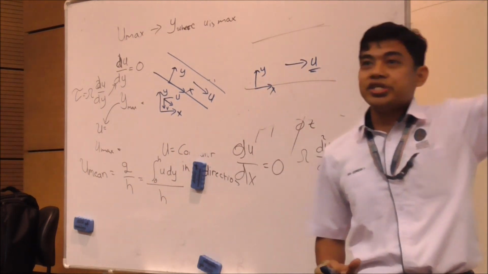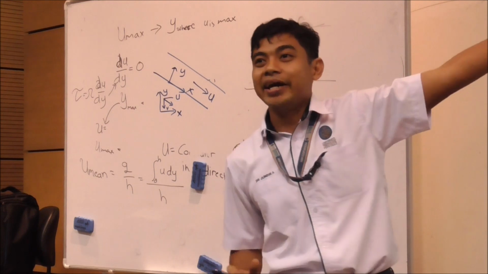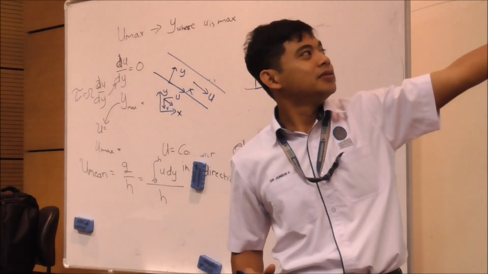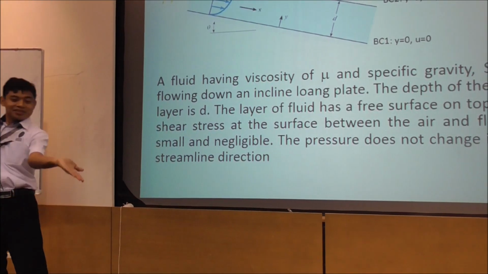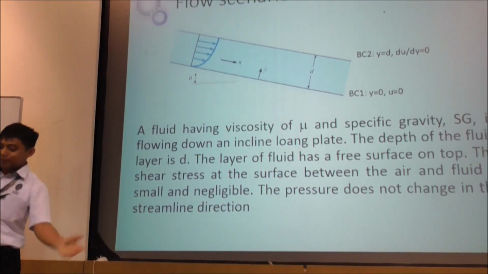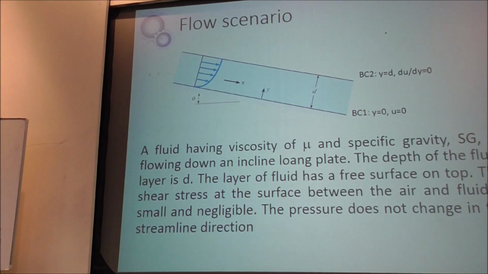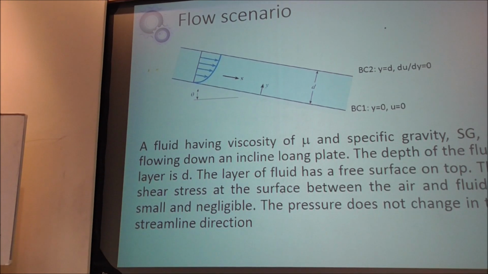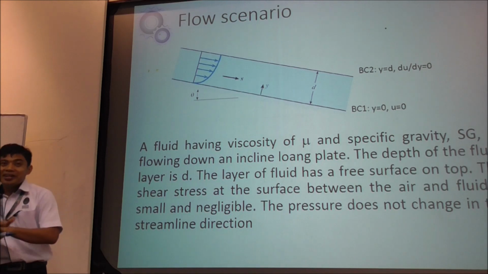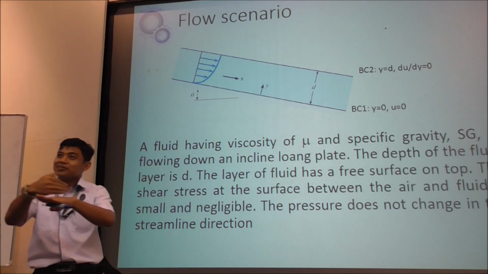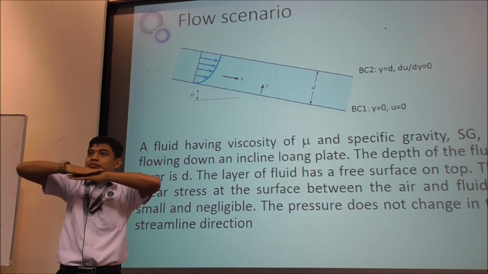Now, the boundary condition. Do you realize something is missing there? Because the fluid is just trickling down the plate, just like this, which means this fluid has no top wall. There is no top wall. Free surface means there is no top wall. It's like you go to the river, you see the river flowing, there is nothing on top.